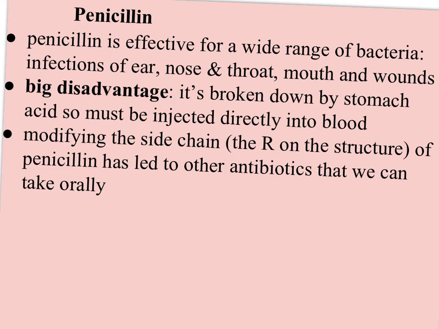Penicillin is effective for a wide range of bacteria. Infections of the ears, nose, and throat, mouth, wounds. But the big disadvantage is it's broken down by stomach acid. So to use penicillin, it has to be injected directly into the blood. But remember that R group, if you modify the side chain, then you can develop other antibiotics that we can take orally, like amoxicillin.